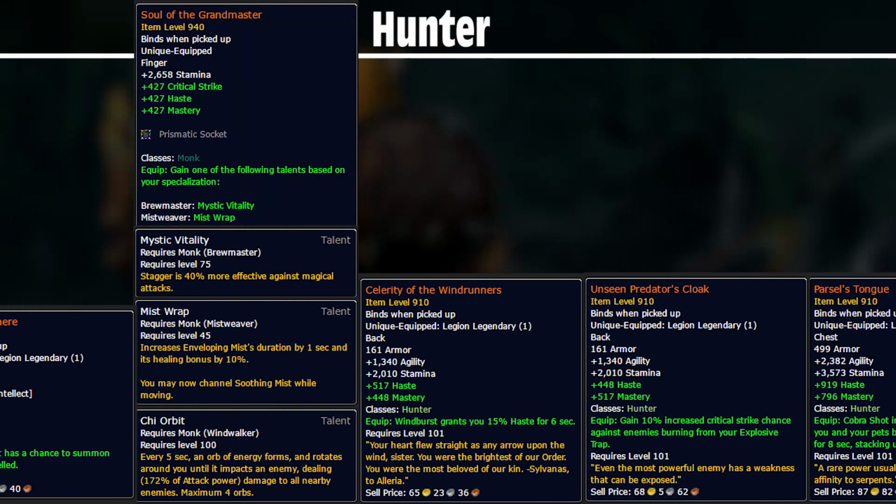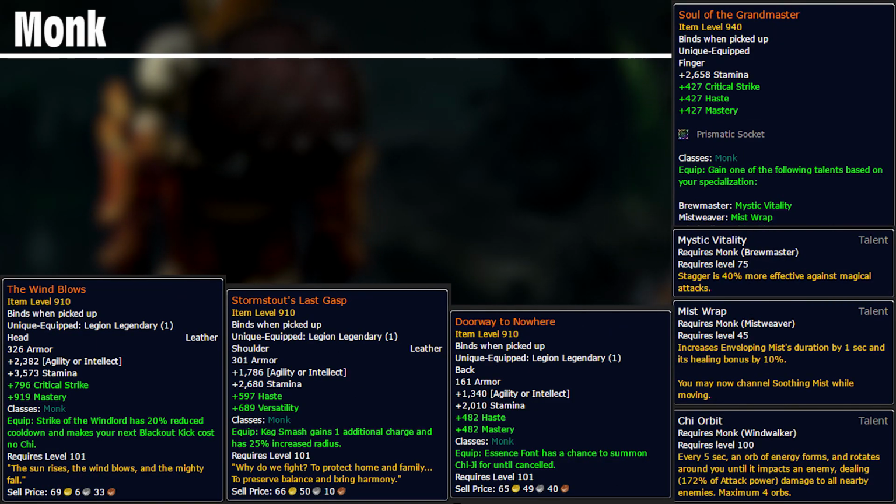Monks get a helmet called the Wind Blows. It makes your Strike of the Windlord have a 20% reduced cooldown, and presumably when you use it, it makes your next Blackout Kick cost no chi. Stormstout's Last Gasp is a tongue twister, and it happens to go in the shoulder slot. This gives Keg Smash an additional charge, as well as a 25% increased radius. The Doorway to Nowhere goes on their back. With this, Essence Font has a 20% chance to summon Chi-Ji for 15 seconds. The class ring for monks is called Soul of the Grand Master. Depending on your spec, you'll either get Mystic Vitality, Mist Wrap, or Chi Orbit.